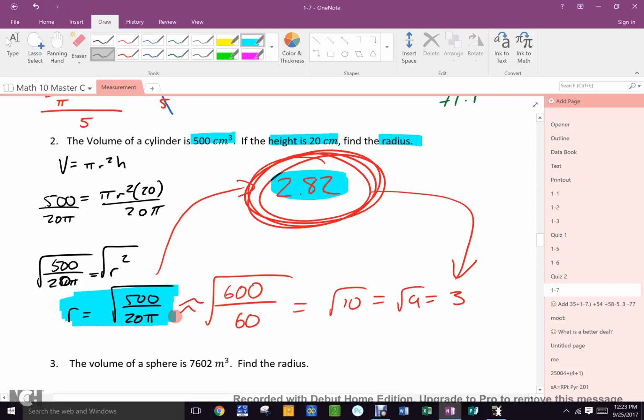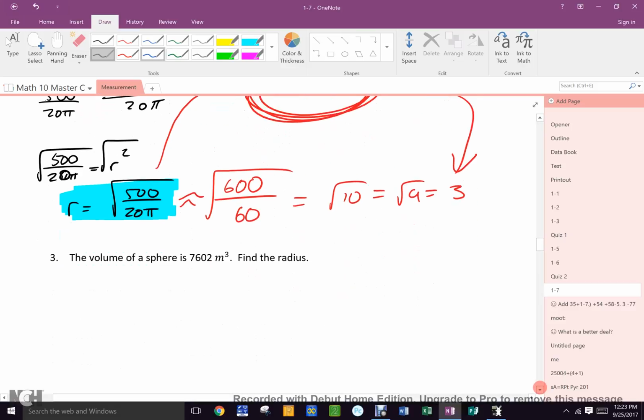If you can't do that on your calculator, then break it down even further. Find out what 20 times pi is. Go 20 times pi. Then do 500 divided by answer. And then do square root answer. Okay? All right, let's look at the last one.